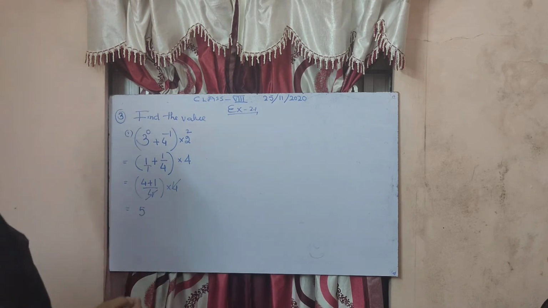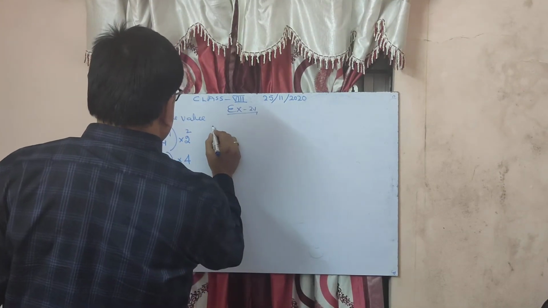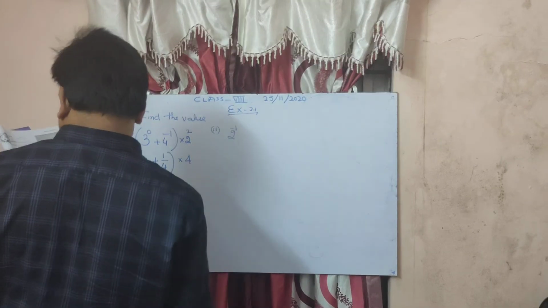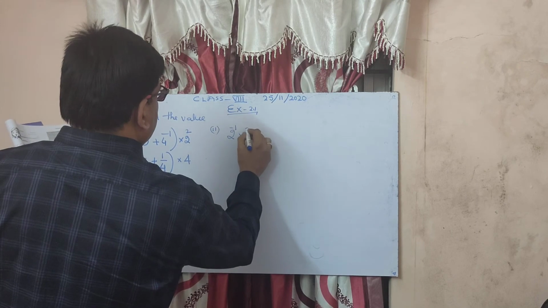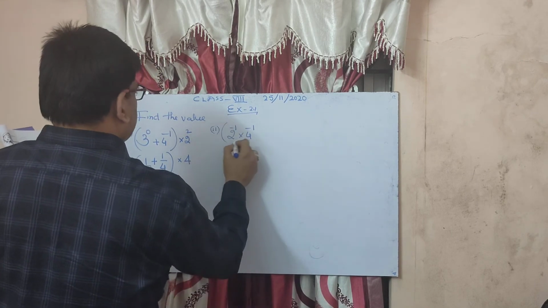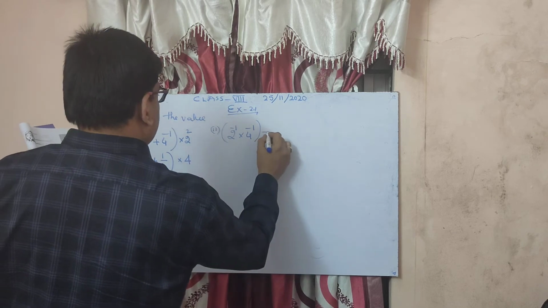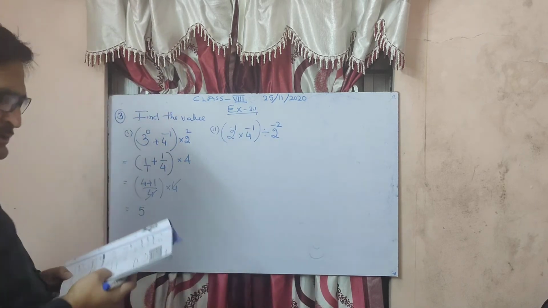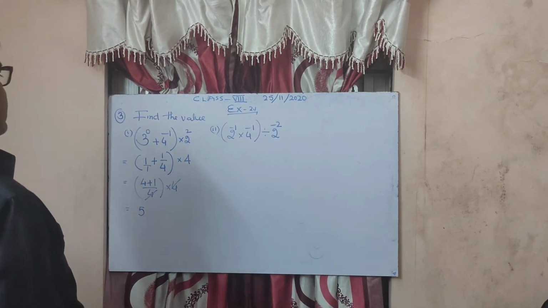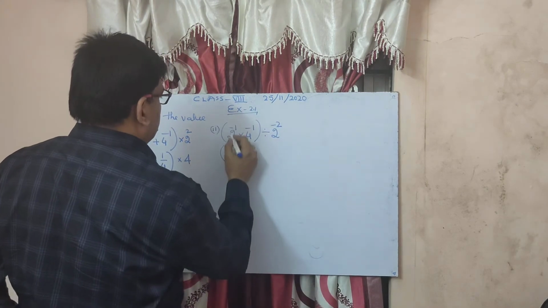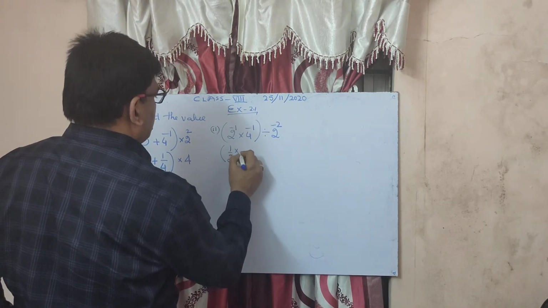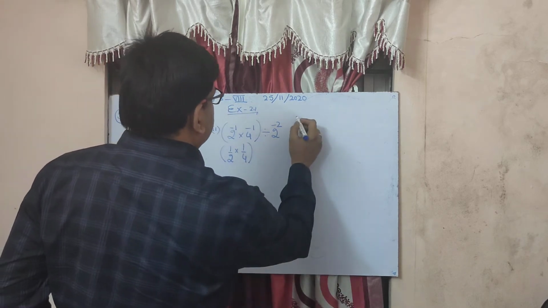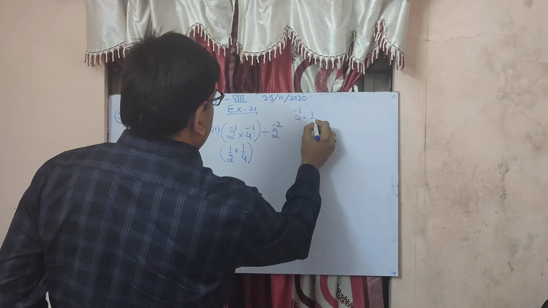Now the next question. Question number 2 now. 2 to the power minus 1, 4 to the power minus 1, bracket close, divided by 2 to the power minus 2. Same thing it is. Now 1 upon 2 into 1 upon 4. You might be remembering the formula, that is a to the power minus 1 is how much? 1 upon a.